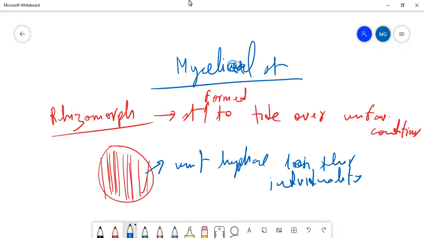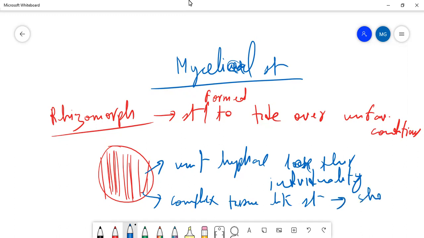So they tend to lose their individuality. You cannot identify individual hyphae over here. And they form complex tissue-like structures. So in rhizomorph, what we see is a complex tissue-like structure, which shows division of labor. This also shows division of labor. This basically shows division of labor.